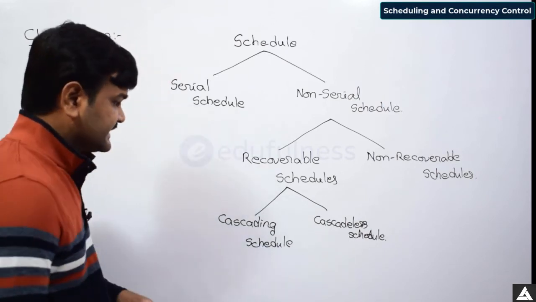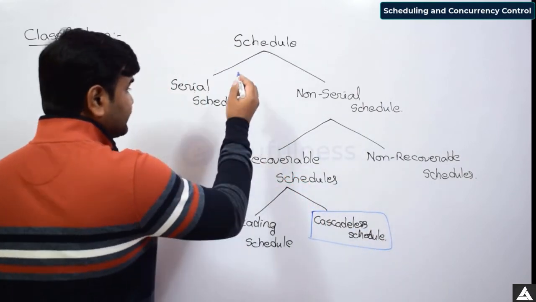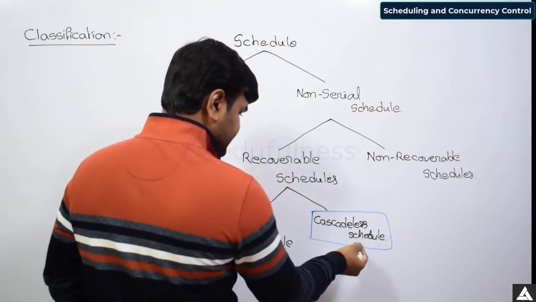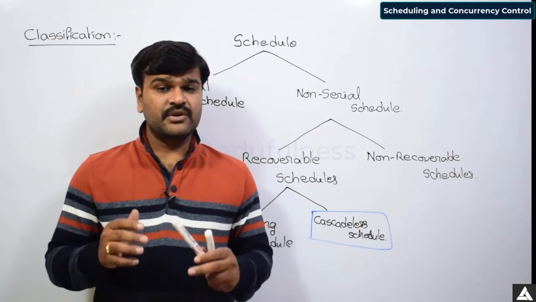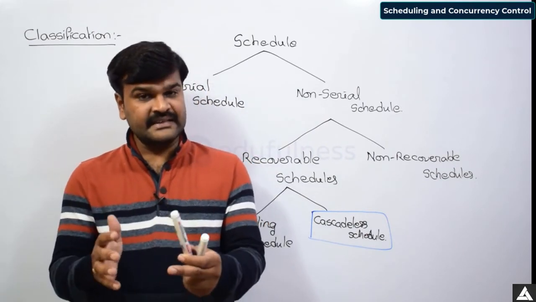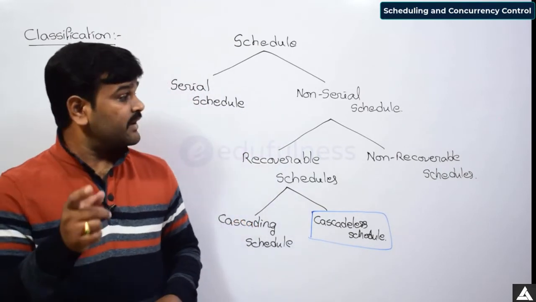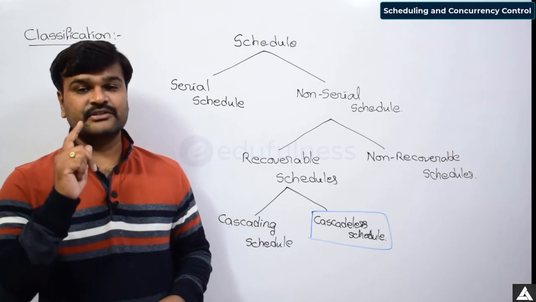So always recommended is this one: a schedule which is non-serial, recoverable, and cascadeless is actually the best one. So we are going to try to identify such types of non-serial, recoverable, cascadeless schedules.